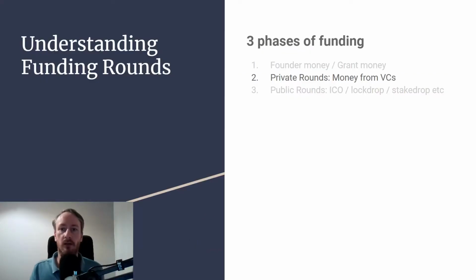Let's move on. Just to remind you where we are, I see fundraising as three rounds, basically three phases. The first is where you get your founder money and your grant money. Then in the second phase, you're trying to raise money from private investors. And then the third is when you do a public round. You don't have to do all of these. This is just an example of how you can do it.